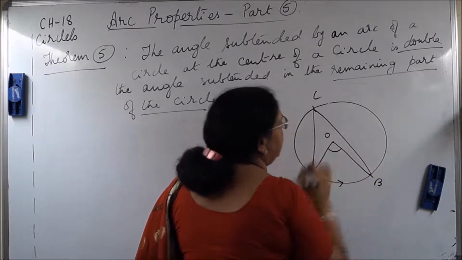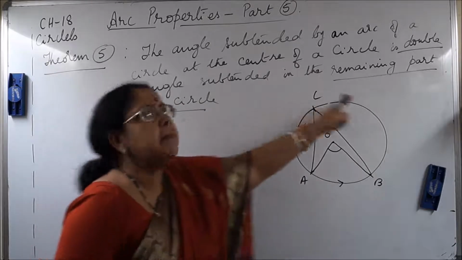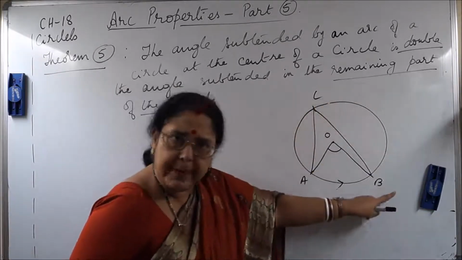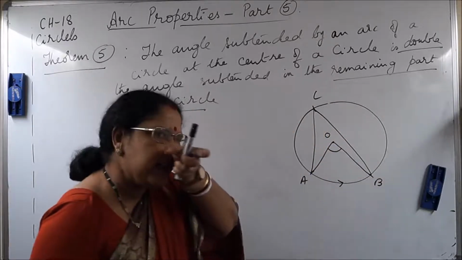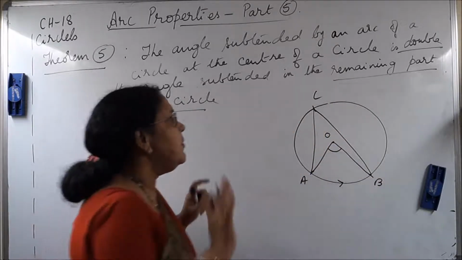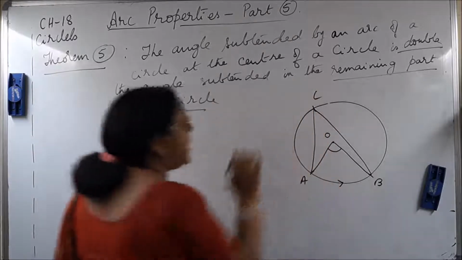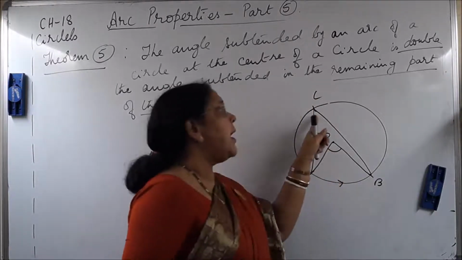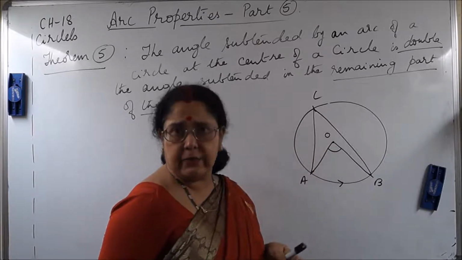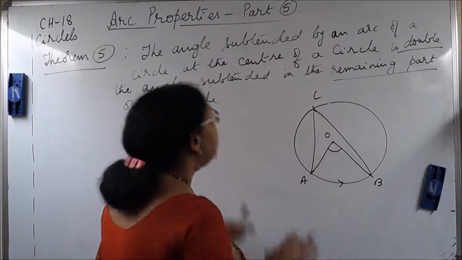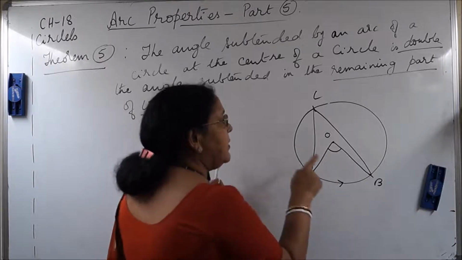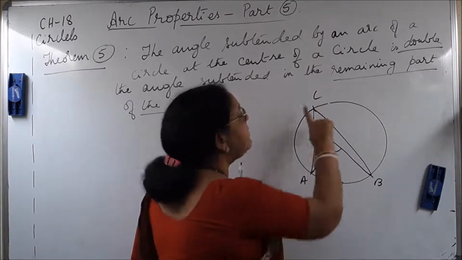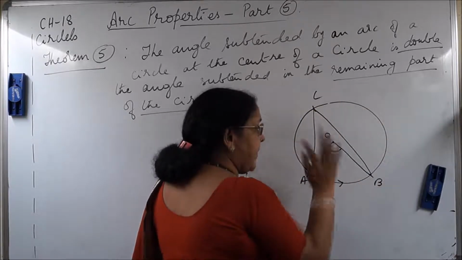Okay. So this C can be anywhere between A to B, that is in the major arc. It can be anywhere. Now, according to this theorem, the angle at the center will be double the angle in the remaining part of the circle. So basically this theorem says that angle AOB is equal to twice angle ACB. C can be anywhere in the remaining part.